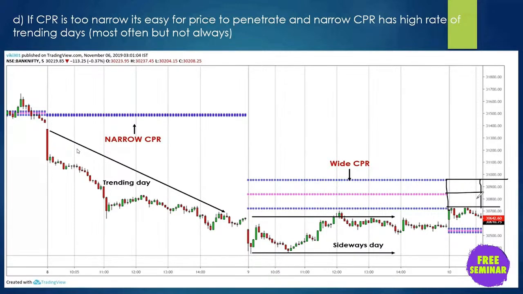If you knew that concept, then you would not go long here because you know that there is a strong resistance. But if you don't know about the CPR, if you don't know about the virgin CPR, you may take a long trade here expecting the market to go up, and you are thinking why the market is not going up, why it is staying sideways, because there is a wide virgin CPR resistance.